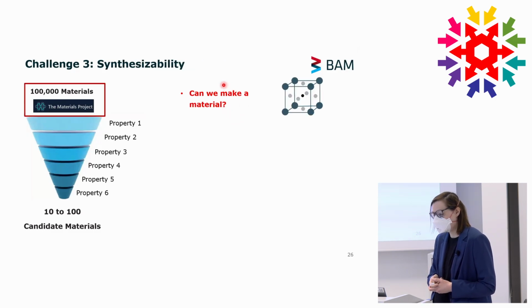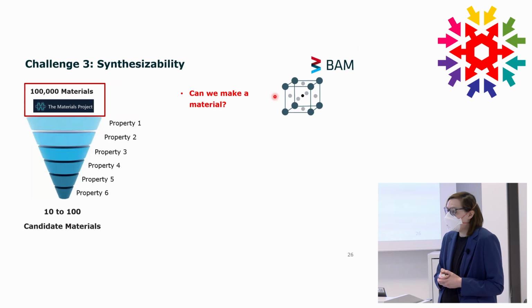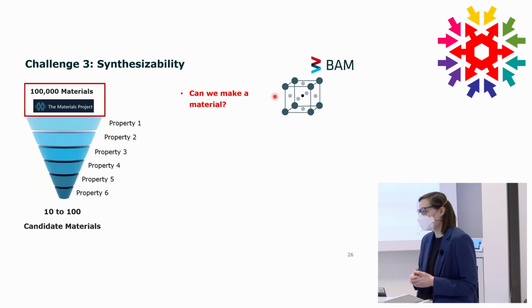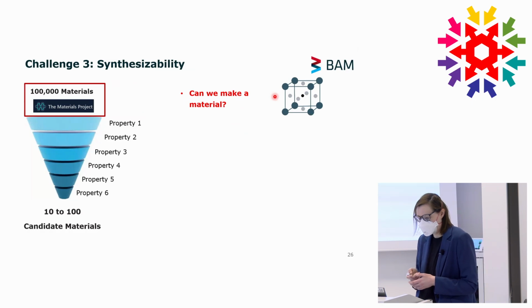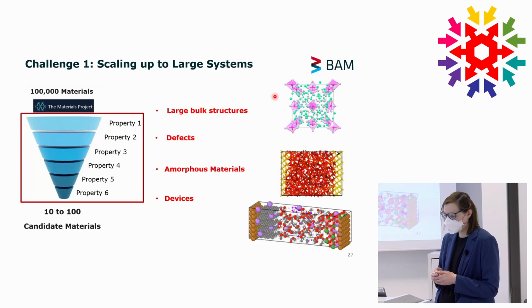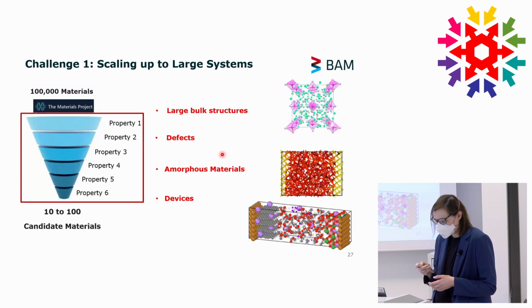And the third problem is, if we go to a really unknown material, how can we actually figure out whether it's synthesizable, whether we can actually make it in the lab? Can we, as computational people, also help with making sure that people can actually make it in the lab? Now we start with this scaling up to larger systems.